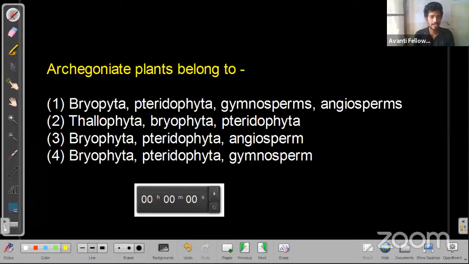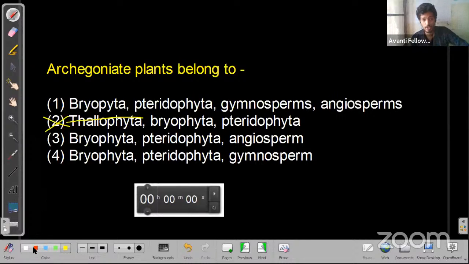Archegoniate plants, I told you, right? Only three things will have the archegonia. So what are those things? When we compare to the lower side, thallophytes or algae do not contain the archegonia, right? So you can remove the second option. You are left with the three options, Bryophyte and Pteridophytes, which are common options, so you have to think about the third option. Here both Gymnosperm and Angiosperms are there, here only Angiosperms are there, and here only Gymnosperms are there.